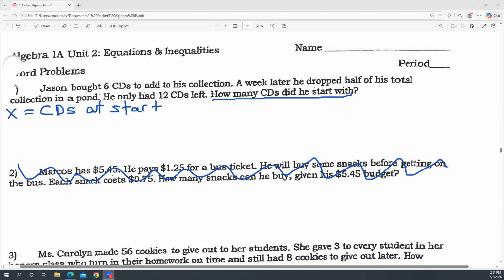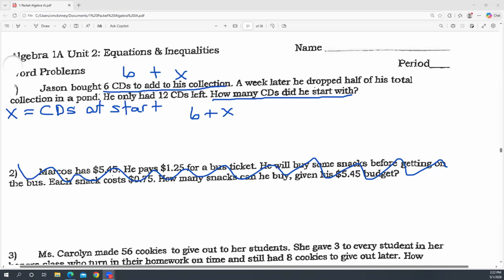Now that I have that out of the way, I will actually go start reading. Jason bought 6 CDs to add to his collection. So his collection is just another way of saying the CDs that he had at the start. So this is my X, and 6 is being added to that. Okay, so it looks like we got a start of an equation already. 6 plus X. Okay, that takes me through the first sentence.